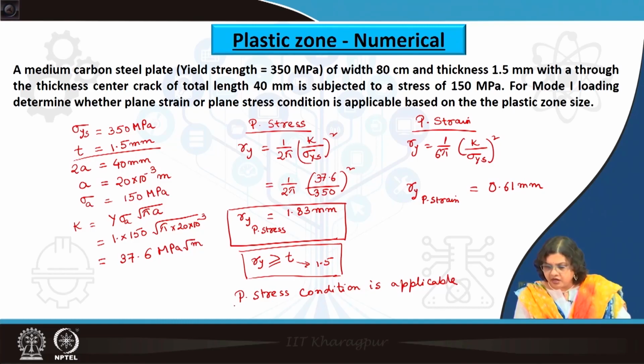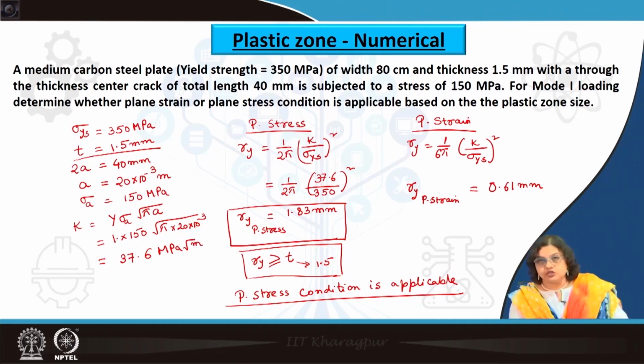On the other hand, for the case of plane strain to be active, what we have needed is that the thickness should be 10 times the plastic zone size, and that means that the thickness should have been 6 millimeter at least, which definitely is not being maintained here. So, that means that plane strain condition will not be valid for this particular case. So, this is the way that we need to figure this out beforehand.